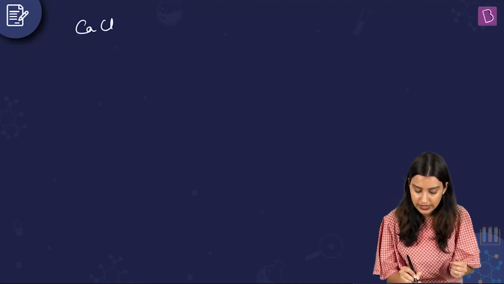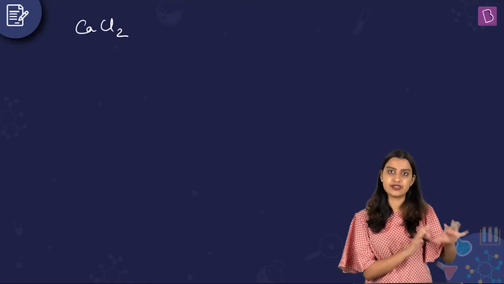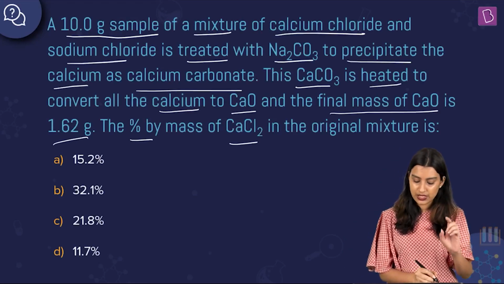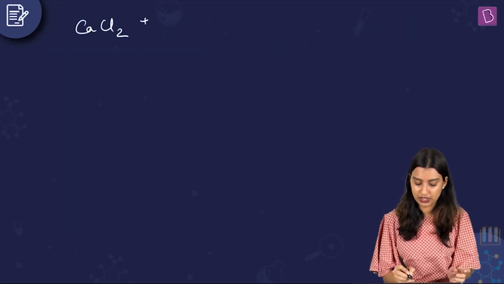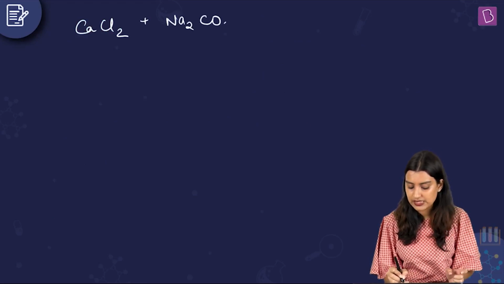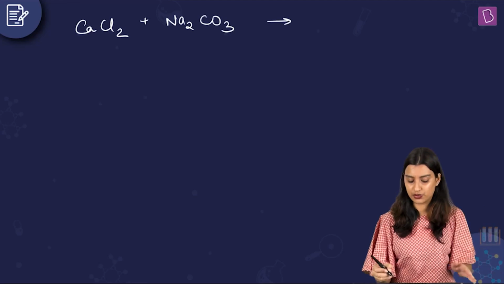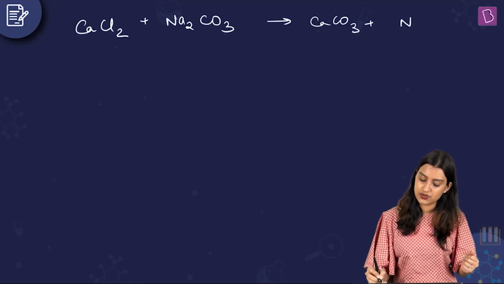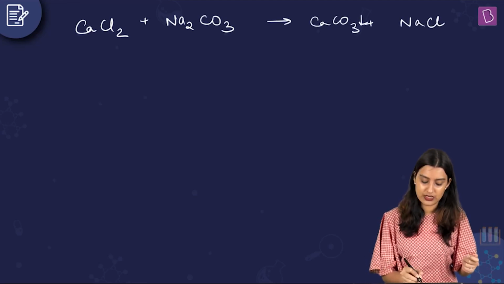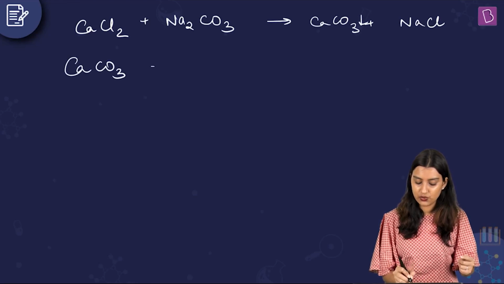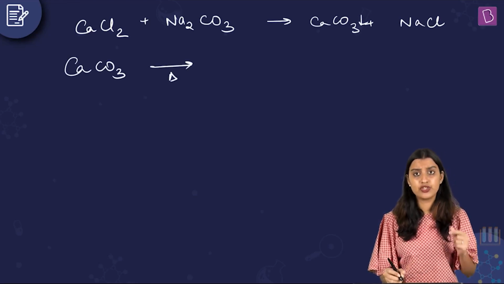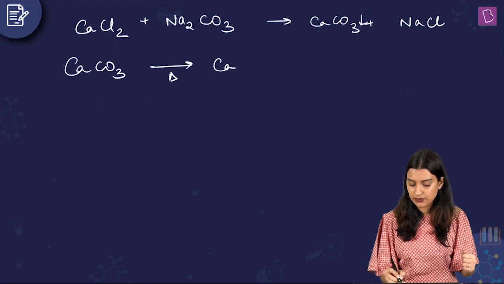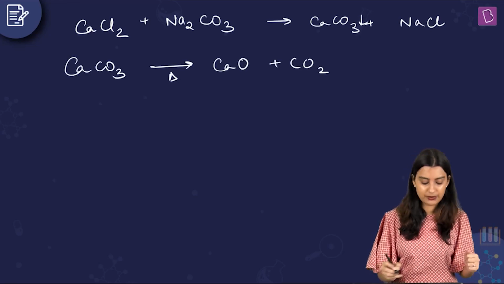So basically, they are talking about an impure mixture. Okay, so I can say that calcium chloride is what I want, and sodium chloride, I can treat it as an impurity. Okay, so I am treating calcium chloride with sodium carbonate, because this is my desired reaction. I am treating sodium chloride as an impurity. Okay, so you get calcium carbonate plus sodium chloride, and this is precipitated. So you have calcium carbonate and you heat it. Okay, you heat it, it decomposes, you get calcium oxide plus carbon dioxide.